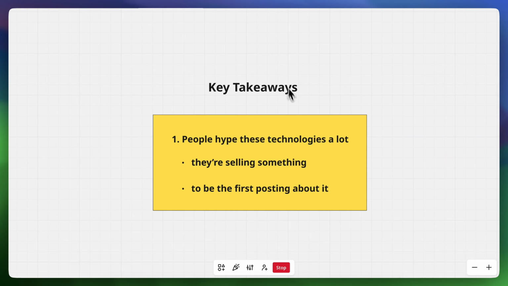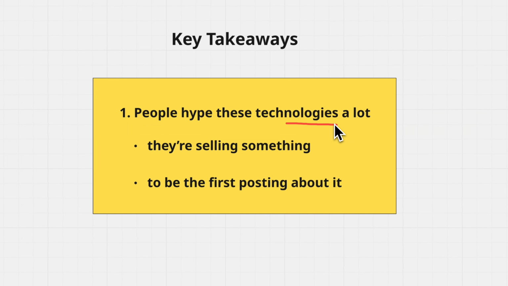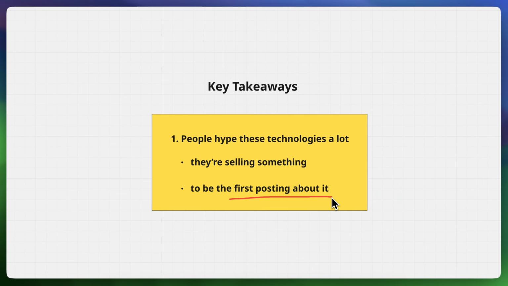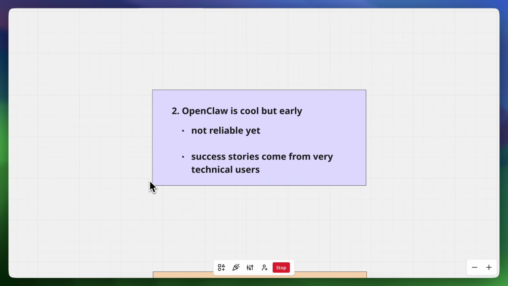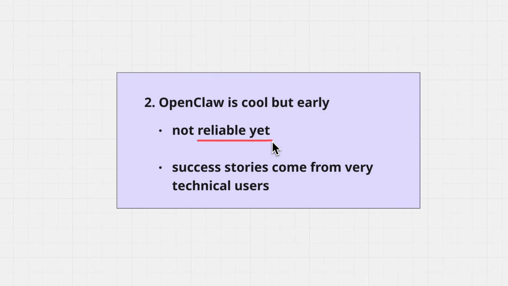What I take from this experience is the following. First, people hype these technologies a lot, either because they are selling something or because being early gets rewarded. Nowadays, if you cover something first, you win, even if it's not actually that good. Second, OpenClaw is a cool tool, but it's extremely early. You can experiment with it, but like most AI tools, it's not very reliable yet.